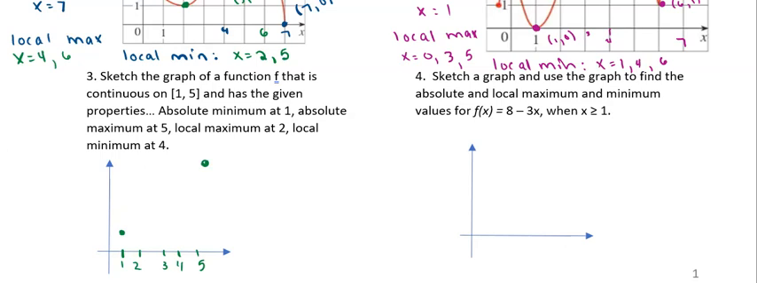A local maximum at 2. So I need it to be a local maximum. So it's going to need to be above this one, below this one. So how about right here? And a local minimum at 4 right here. So I need a local minimum. So it just needs to curve down. There we go. So let's connect our dots.